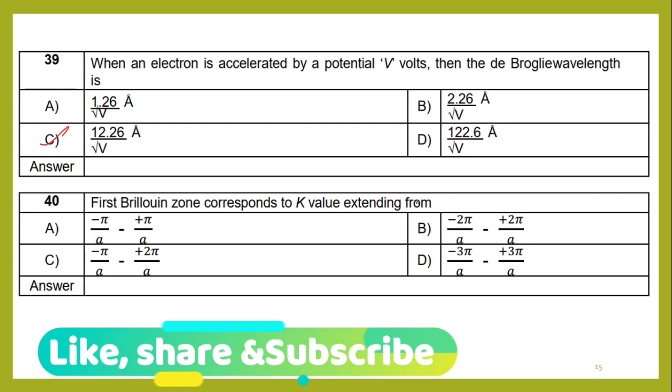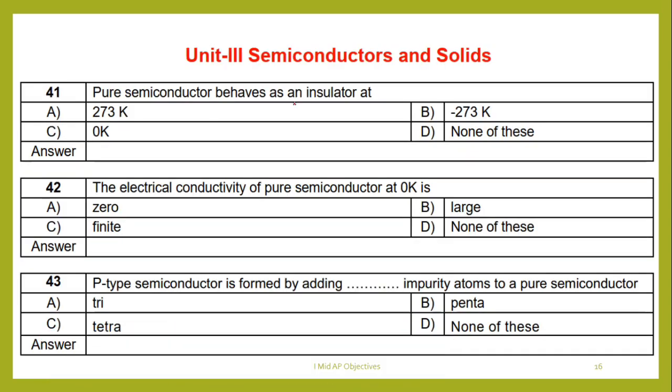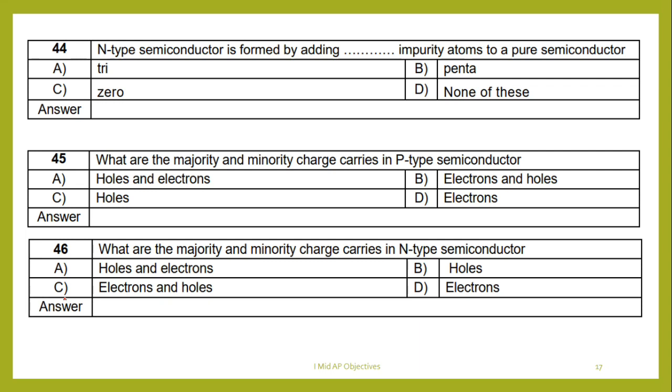The first Brillouin zone corresponds to k values extending from minus pi by a to plus pi by a. A pure semiconductor behaves as an insulator at 0 Kelvin. The electrical conductivity of a pure semiconductor at 0 Kelvin is 0. A P-type semiconductor is formed by adding trivalent impurity atoms to a pure semiconductor. An N-type semiconductor is formed by adding pentavalent impurity atoms to a pure semiconductor.